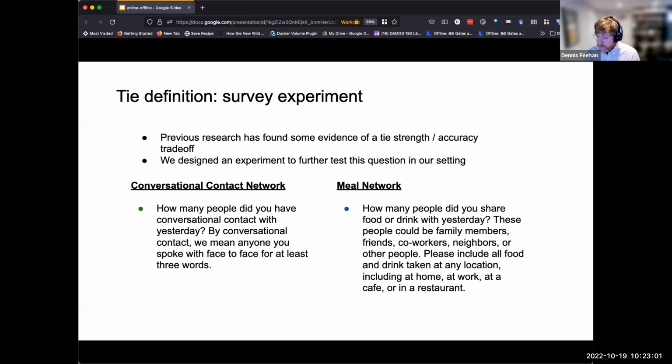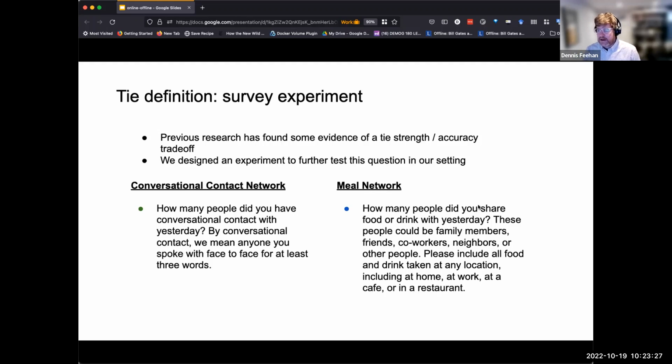And so, consistent with the framework I was describing in the previous slide, we think that people will tend to have somewhat fewer connections through this meal network, but we think that people may be able to report more accurately about the characteristics of these people that they shared a meal with. And this tie has not, as far as I know, been used in previous studies.